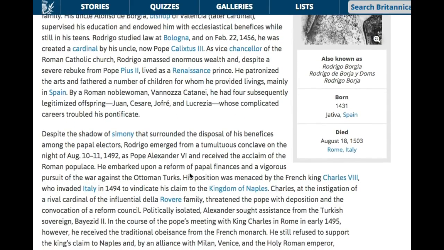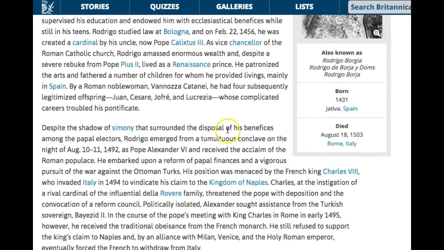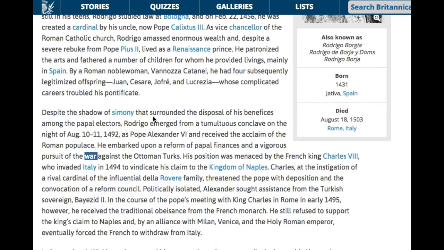But what I also want to talk about here is, in the shadow of simony that surrounded the disposal of his benefices among the papal electors, Rodrigo emerged from a tumultuous conclave on the night of August 10th through the 11th, 1492, as Pope Alexander VI, and received the acclaim of the Roman populace. He embarked upon a reform of papal finances in a vigorous pursuit of the war against the Ottoman Turks. Remember that the beast would make war against the true saints, and cause any of them who did not worship or bow down to the Pope's orders to be killed, which is what happened through the Inquisition, especially during this time.